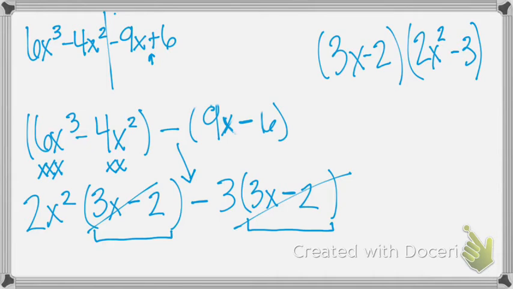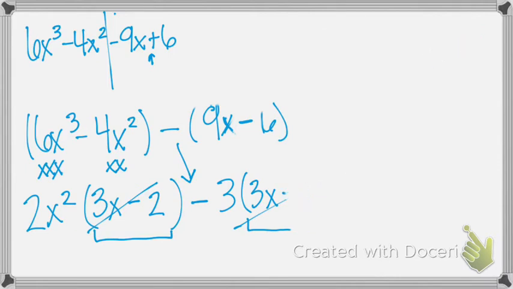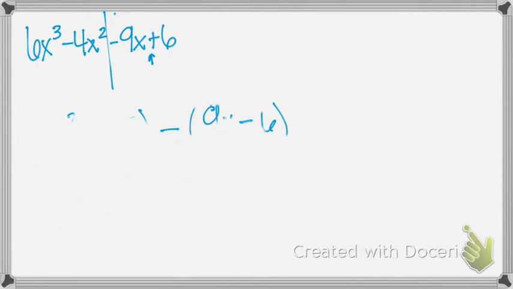Okay. Now, let's look at B. All right, on B, the problem is 8x to the 4th minus 40x cubed minus x plus 5.